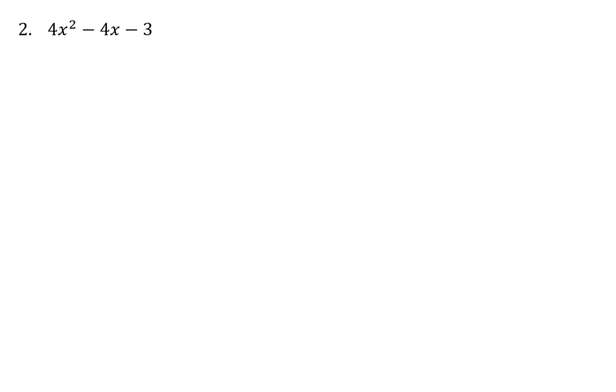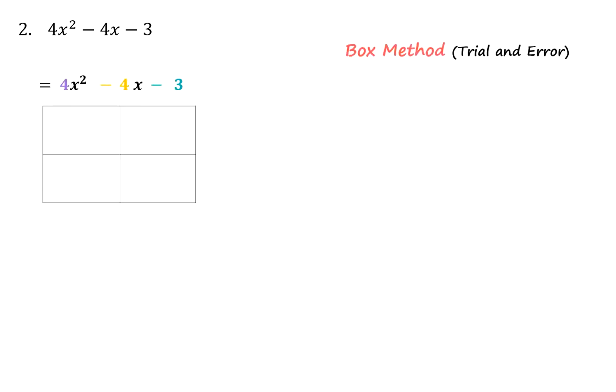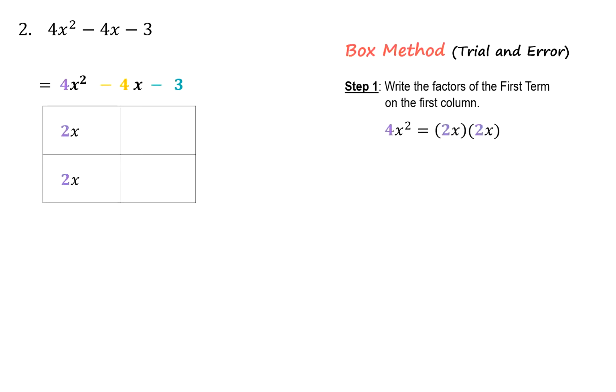Yung susunod na technique natin is we're gonna use yung box method or trial and error. So, ang gagawin mo lang dito is hanapin mo yung factor ng first term natin. So, yung first term natin is 4x squared. So, pwedeng kahit anong factors tingnan mo hanggang sa makuha mo yung tamang factored form ng given na polynomial na to. So, dito, hanapin mo ano ba yung pwedeng factors ng 4x squared. So, let us try 2x times 2x. So, when you multiply 2x times 2x, that would give us 4x squared.